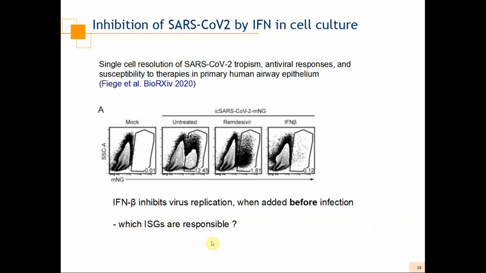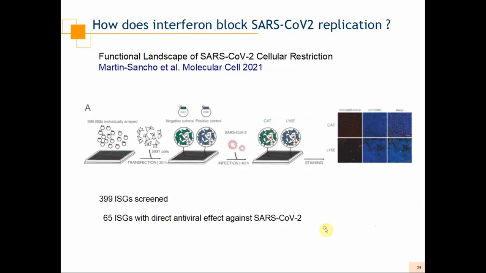So which ISGs are doing this? Which ISGs are rendering the cells resistant to SARS-CoV-2 infection? There have been a few studies on this. Basically, the research groups get a few hundred ISGs, and then transfect cells, each well being transfected with one particular ISG. Then they infect the cells with SARS coronavirus 2, and look at 40 hours later to see how many infected cells you have.